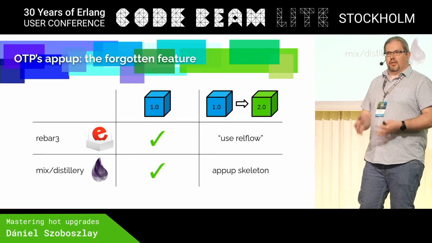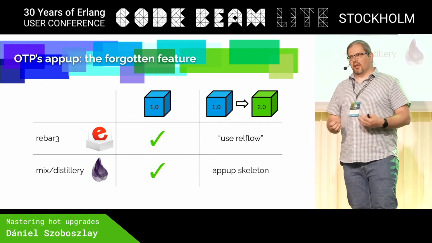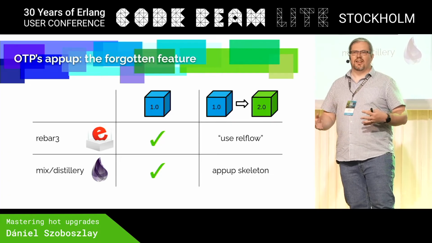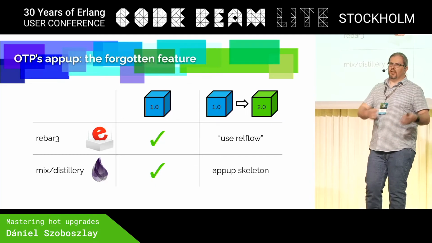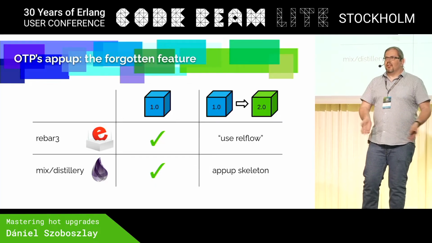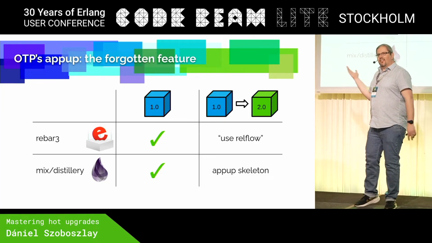Every major build tool we have puts a lot of emphasis on simplifying the building of a release. That would be one particular version of your software in a ready-to-deploy package format. But what happens when we look at upgrading from one release to another? Rebar3 categorically says that it doesn't want to deal with this problem. Use another tool. It says use Relflow.